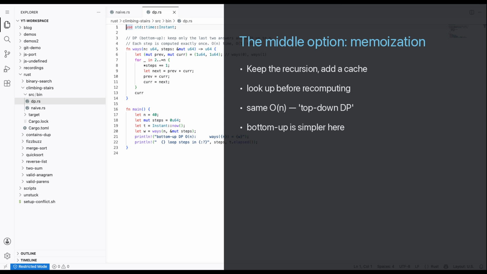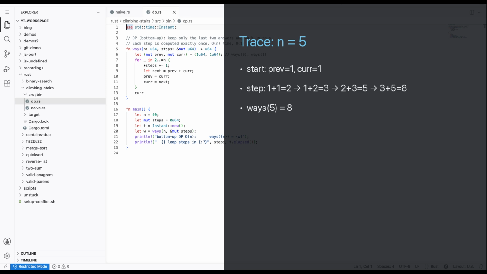There's also a middle option. Keep the recursion but add a cache, so each value is looked up instead of recomputed. That's memoization. Top-down DP, same O of n. For this problem, the bottom-up loop is simpler and uses constant memory. Trace n equals 5. Start with 1 and 1, 2, 3, 5, 8, 4 loop steps, and ways of 5 is 8. You can verify that by hand, it checks out.